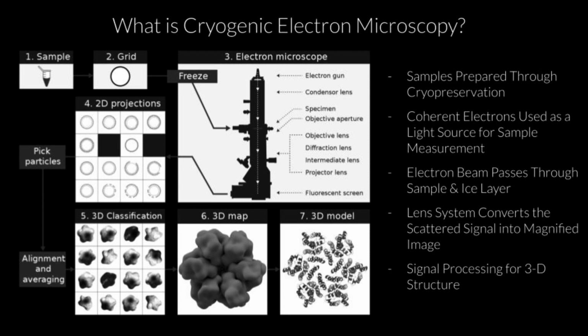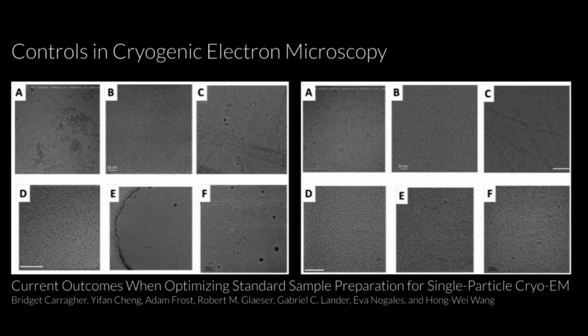But like with any method, there needs to be some sample preparation controls in place. For the controls employed in cryo-electron microscopy, there is no shortage of examples. A common one is a negative staining control, which is imaging samples that have been negatively stained to enhance the contrast with the native samples, revealing more structural details. Another is a buffer control. Imaging the buffer alone without the sample can help identify any contaminants introduced during the imaging process.